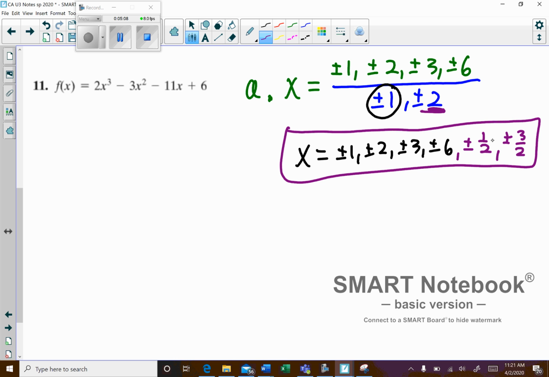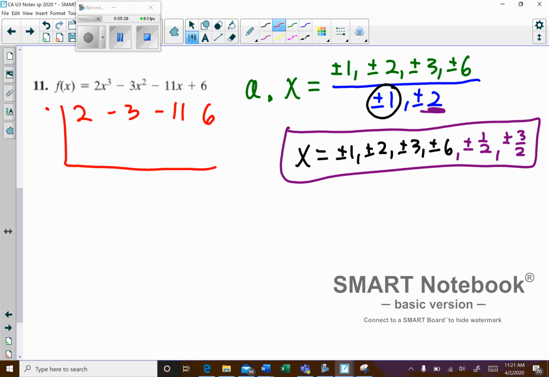If you really want to, you can start at 1/2 or -3/2 or whatever you want. But I like to go in order because if not, I might do the same one twice. So, okay, we'll set this up. So let's see, 2, -3, -11, 6.